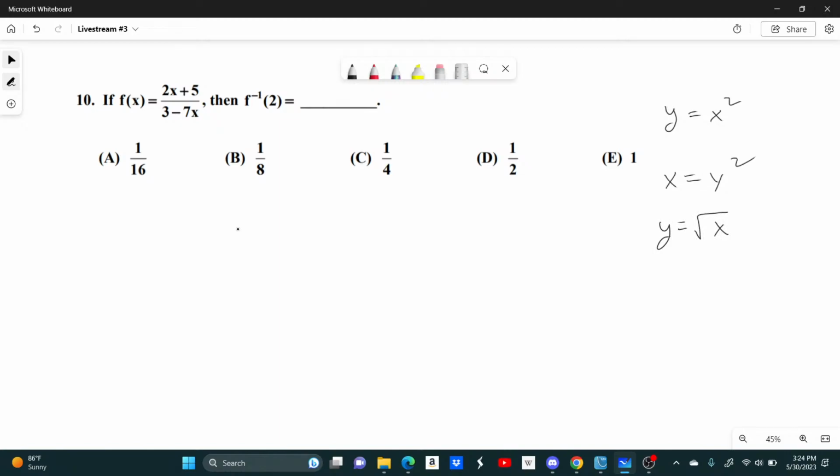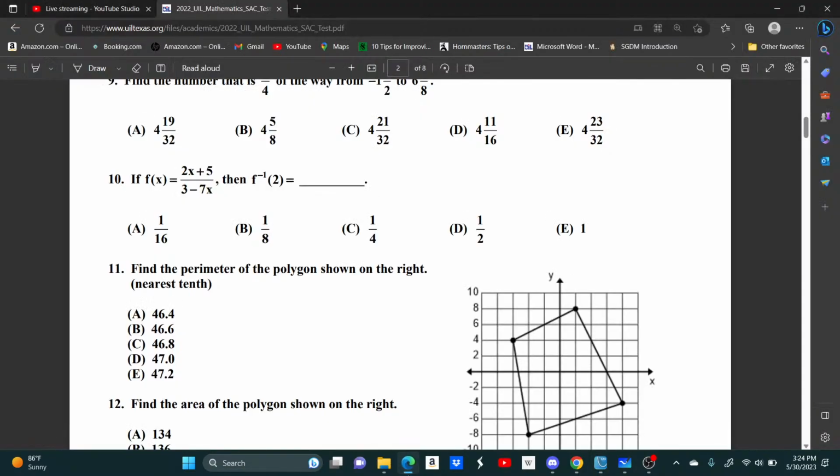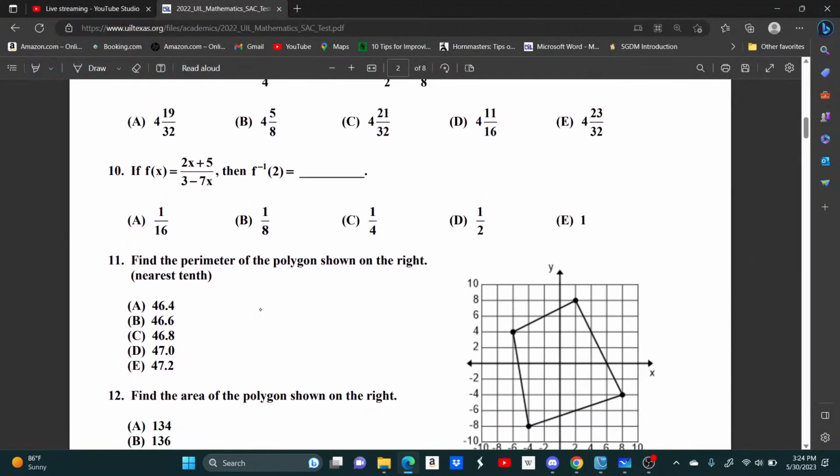Well, the good thing is that this is pretty general, and this is only one case. This is only at x equals 2. And so instead of flipping all your x's and your y's, where you would normally plug in 2 for x, with this function notation, now you can plug it in for y. So basically what you're doing is just solving this equation. Okay, and what does this give you? So it's 2 equals 2x plus 5 over 3 minus 7x, and the answer is 1/16. There you go. You got answer choice A.